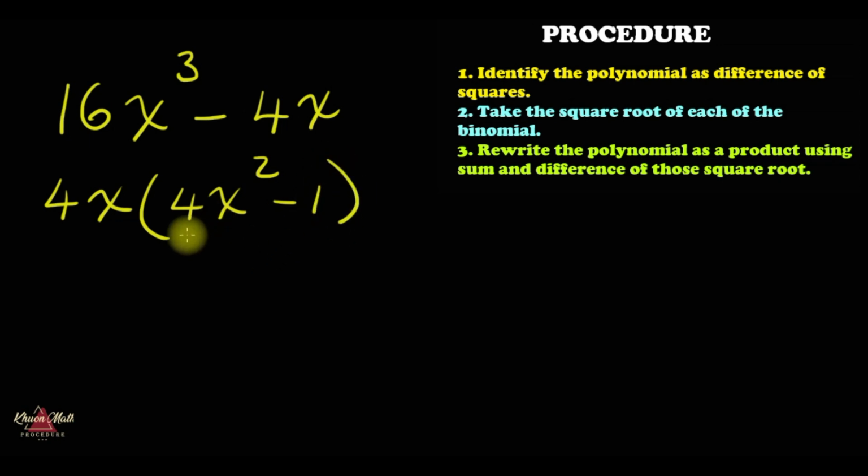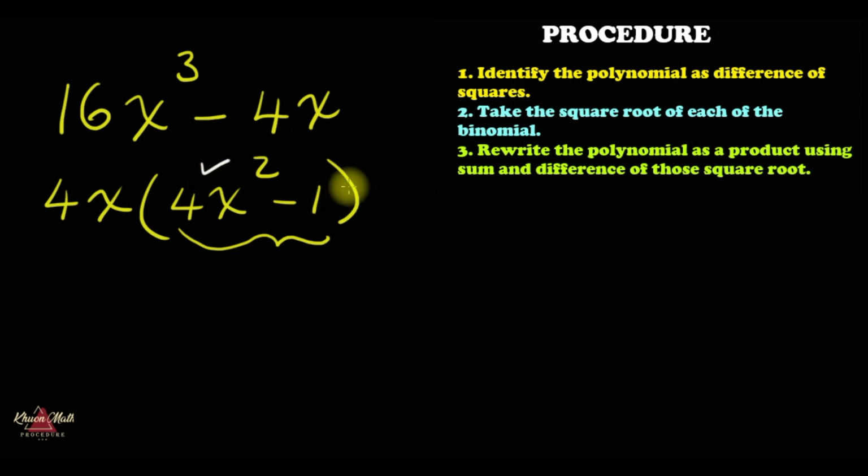Now let's check to see if this is a difference of two squares. Well, let's see, 4x squared, is that a perfect square? Well, yes it is. 4x squared is a perfect square because 2x times 2x is 4x squared.